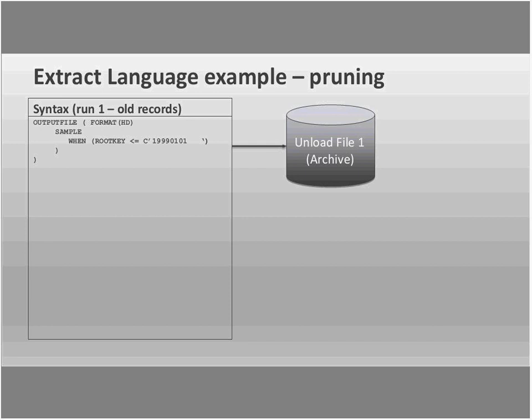So what I have here is actually two runs. One to pull out only the old records, anytime this root key is this date, say January 1st, 1999, and then it produces an unload file, and that's going to be my archive or whatever I want to do. And then I can extract again, and all I did was invert the condition. So instead of equal, it's greater than. So this is going to be the complement of that set.